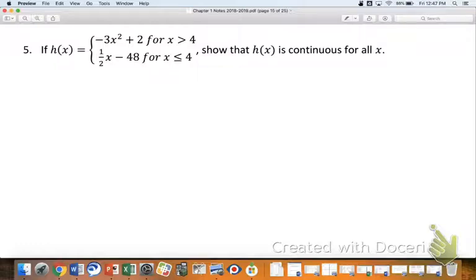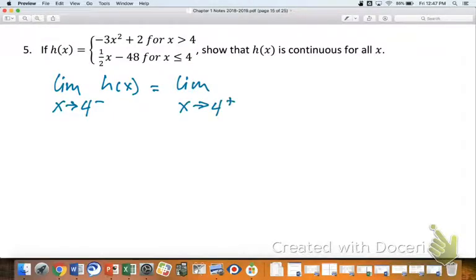I'm seeing a lot of good work here. I hope that everybody has this and certainly discuss as needed. I saw a ton of folks that started off with this. They said limit as x approaches 4 from the left of h of x equals limit as x approaches 4 from the right of h of x is equal to h of 4. That is a really fantastic start.